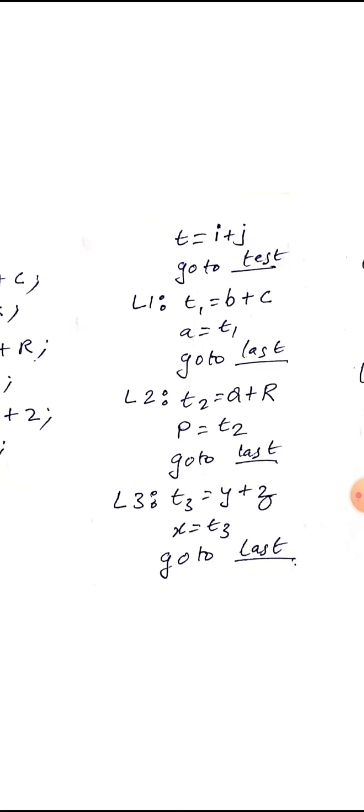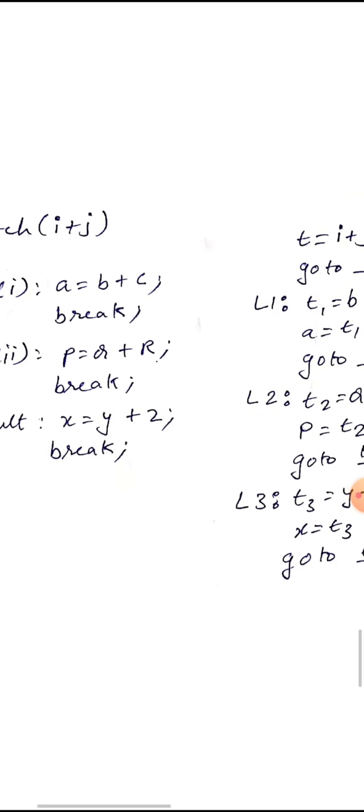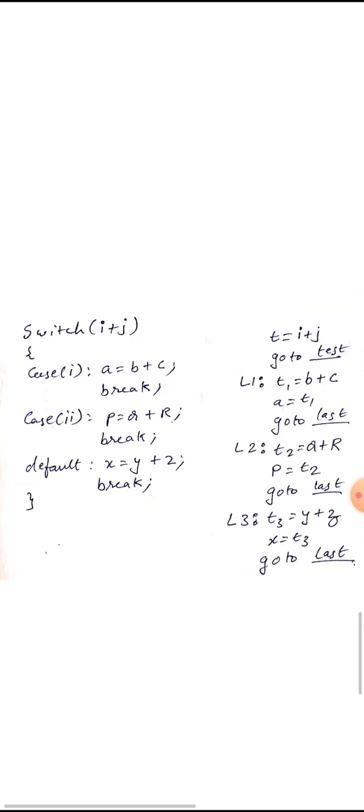So here, coming back to this, T equal to i plus j. If you see here, I'm putting it side by side so that it becomes easy for you. T equal to i plus j, because we need to execute the various cases, right? So the i plus j value will perform the test, right? And so what it will do is go to test.